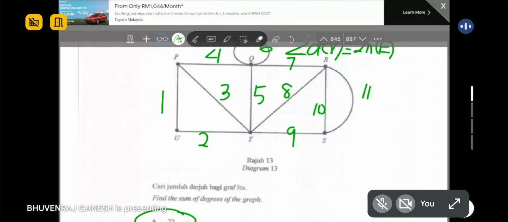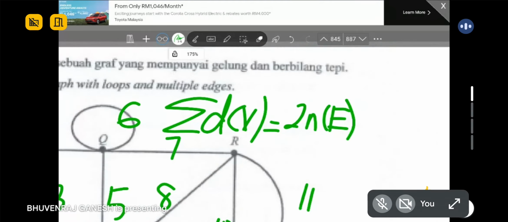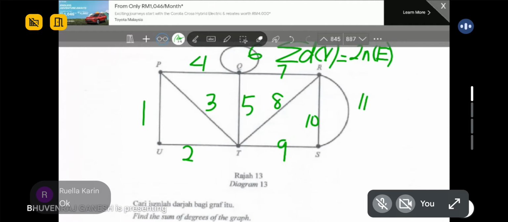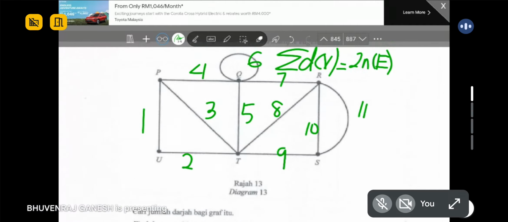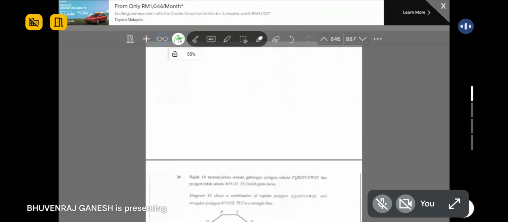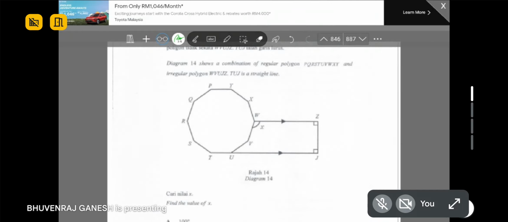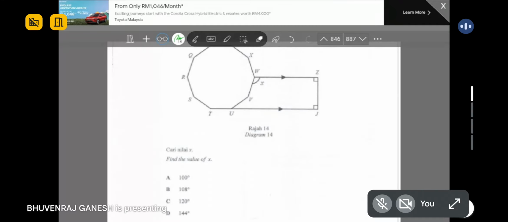Alright? Understand guys? So just need to remember this formula. Jumlah darjah sama dengan 2 kali bilangan sisi. So kamu just cari bilangan sisi. That's all. Just find number of edges. Okay? Alright, 26. Anyone? 26. Tak ada? Don't have.